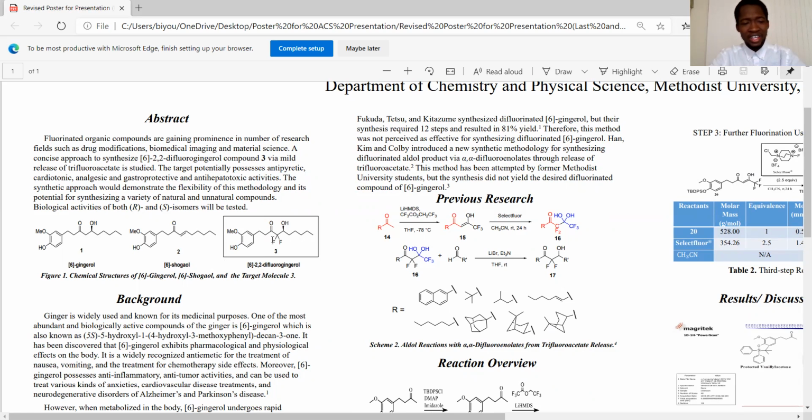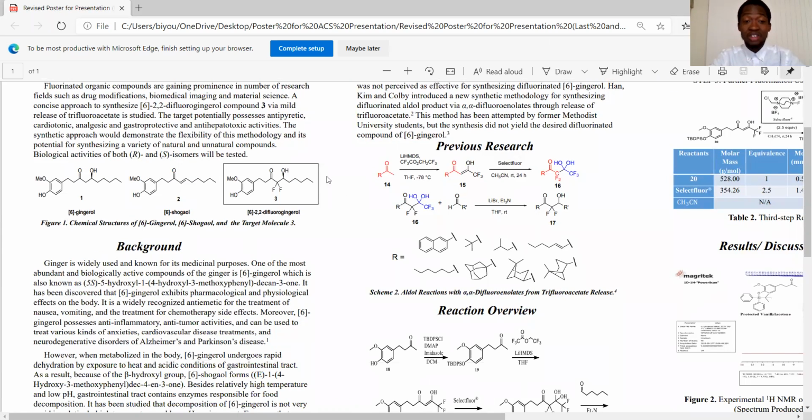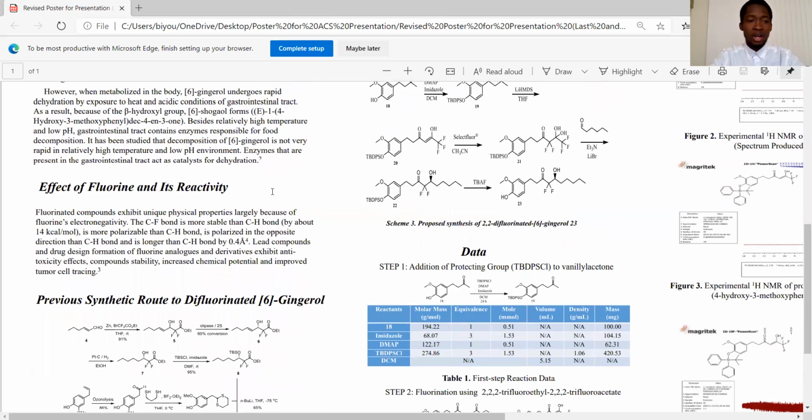So the next question is, why are we trying to synthesize 2,2-difluorinated cisgengerol even though cisgengerol has so many health benefits? Well, to answer this question, understanding the effect of fluorine in the difluorinated cisgengerol will help us to understand why we are trying to synthesize this compound here. So with that, I'm gonna have to explain the effect of fluorine and its reactivity in 2,2-difluorinated cisgengerol.